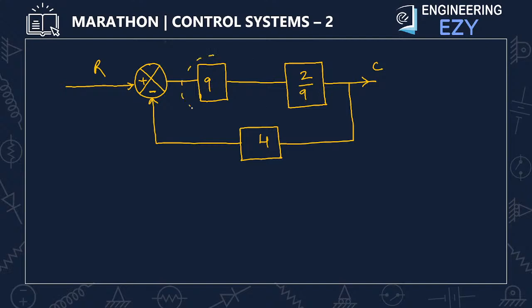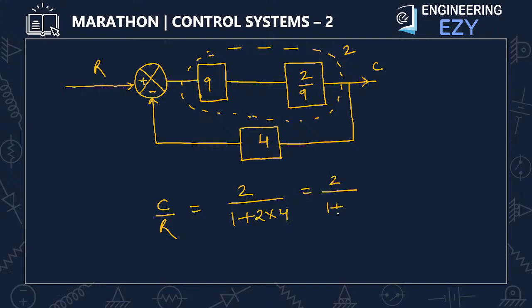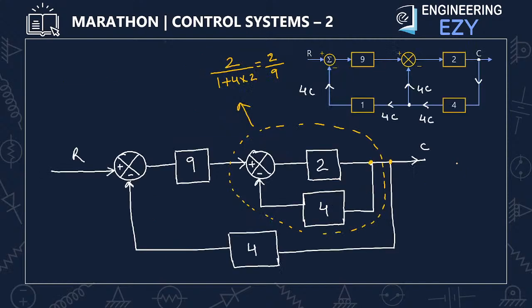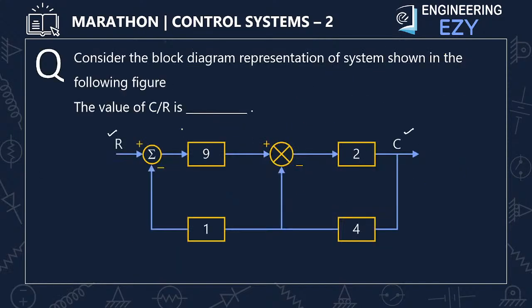So the overall gain of these two blocks in cascade is 9 multiplied by 2 by 9, that is 2. And H is 4. So the complete transfer function C by R is equal to 2 upon 1 plus 2 multiplied by 4. So the correct answer is 2 upon 1 plus 8, so 2 by 9. And 2 by 9 is 0.22. So C by R of this question is 0.22.